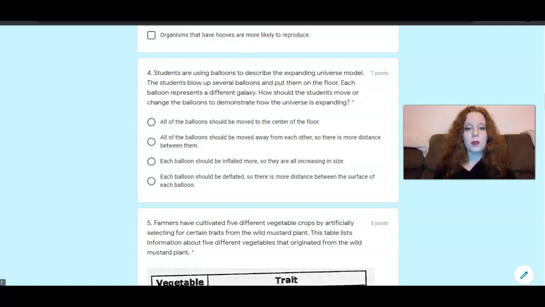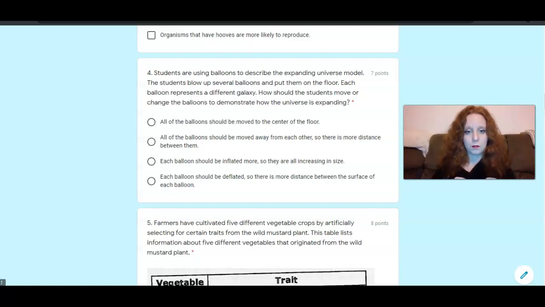Answer choice C, each balloon should be inflated more so they are all increasing in size. Where this one went wrong is that would demonstrate the galaxies are expanding, but the universe itself is not expanding. And the galaxies are expanding, but the universe, that's literally the last part of the question, demonstrate how the universe is expanding.